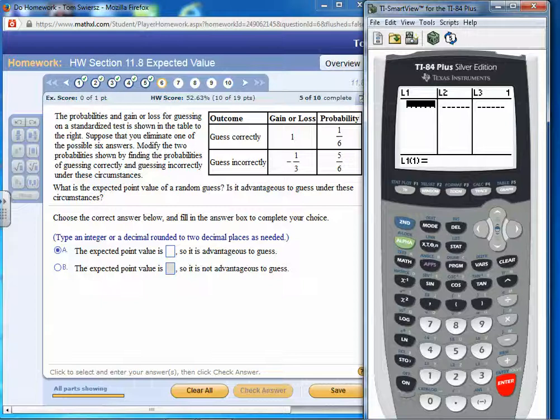So now in L1 are the point values. We get 1 point for getting the correct answer, a negative 1 divided by 3, you can put it in as a fraction, for getting it wrong. Now what's the probability? Remember, it is now 1 divided by 5 because we eliminated one of the 6 answers. So that's the probability of getting it correct. And getting it wrong is now the other 4 out of 5, or 4 divided by 5, which we know is 0.8. So there are our 2 probabilities with our expected values.